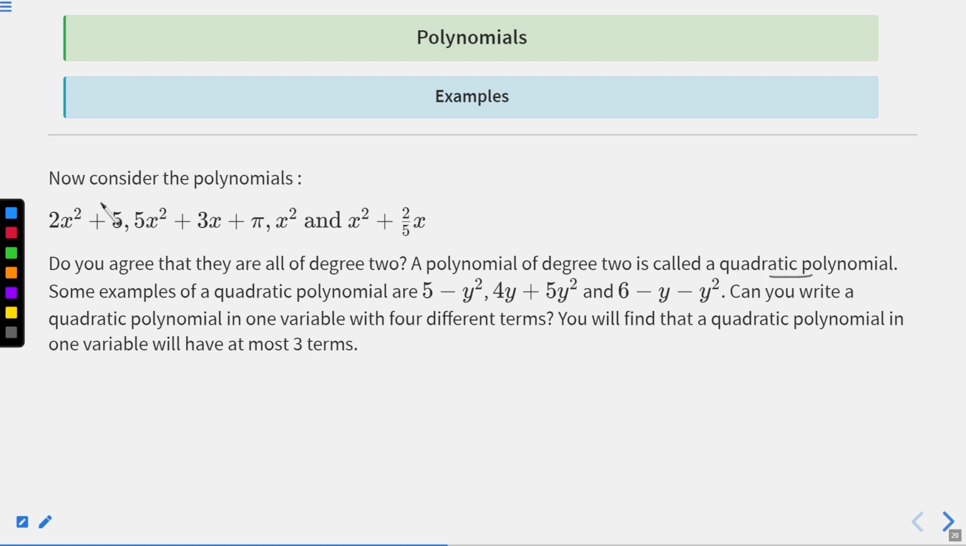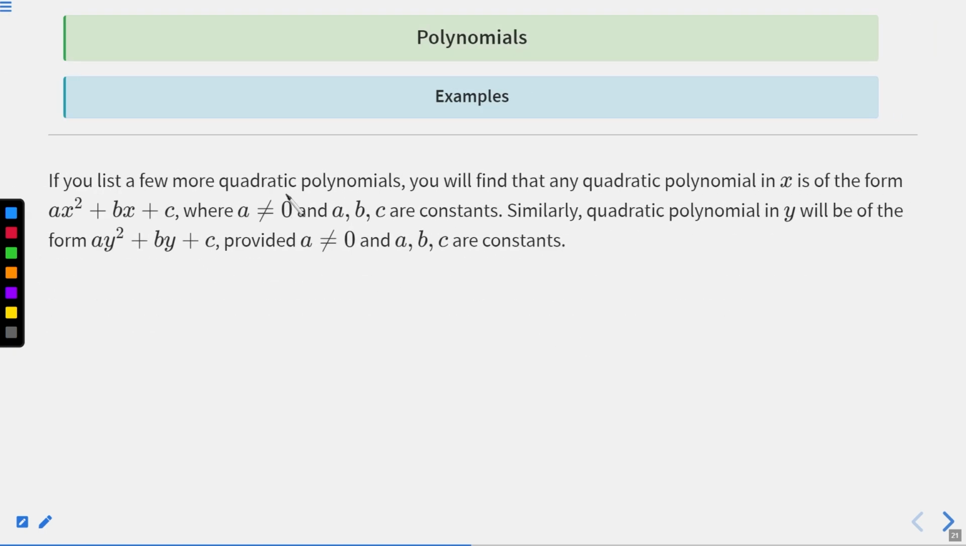Here we can also give some more examples of a quadratic polynomial: 5 minus y square, 4y plus 5y square, and 6 minus y minus y square. Can you write a quadratic polynomial in one variable with 4 different terms? The answer is, you will find that a quadratic polynomial in one variable will have at most 3 terms. So you cannot write one with 4 different terms.